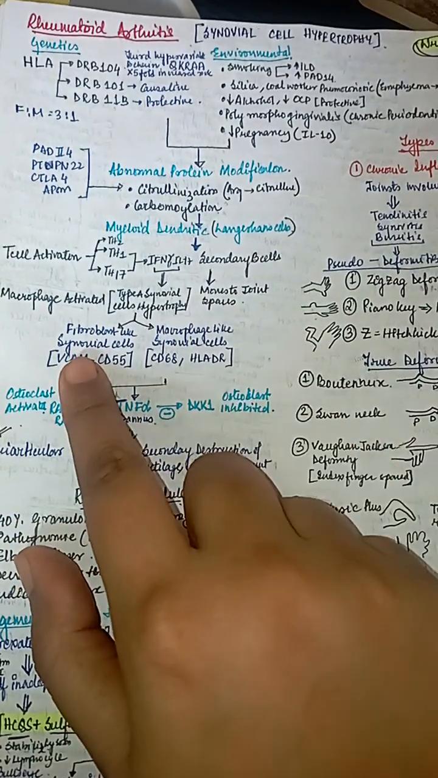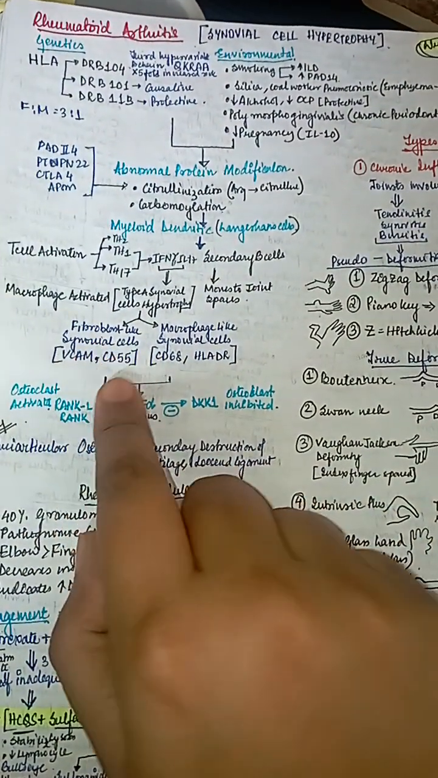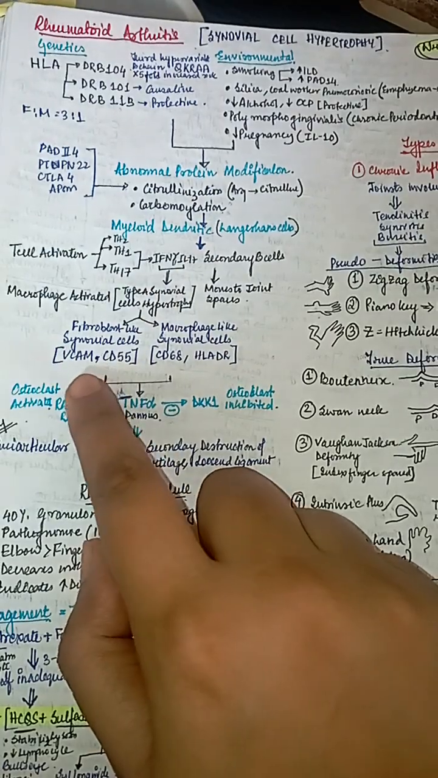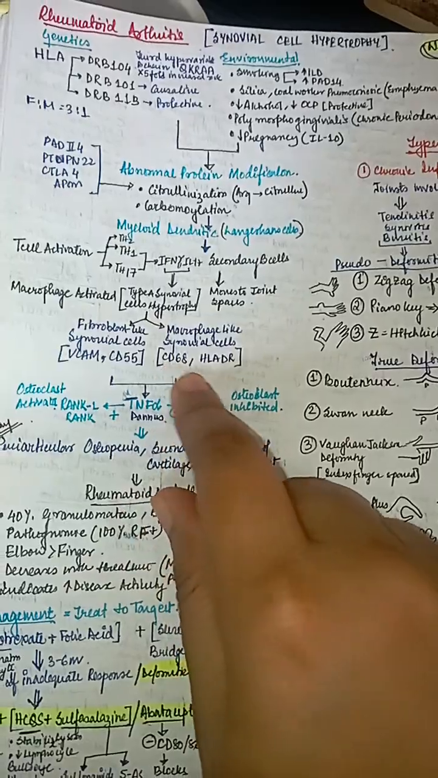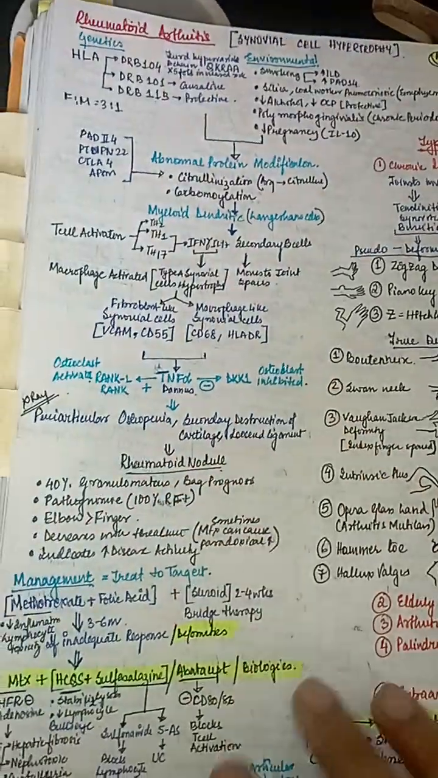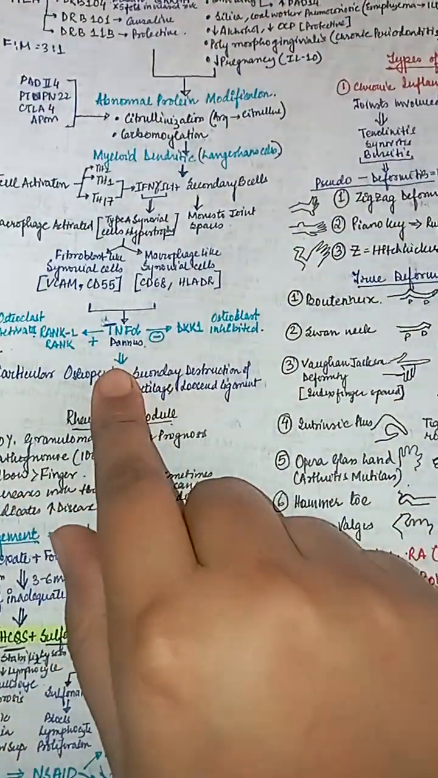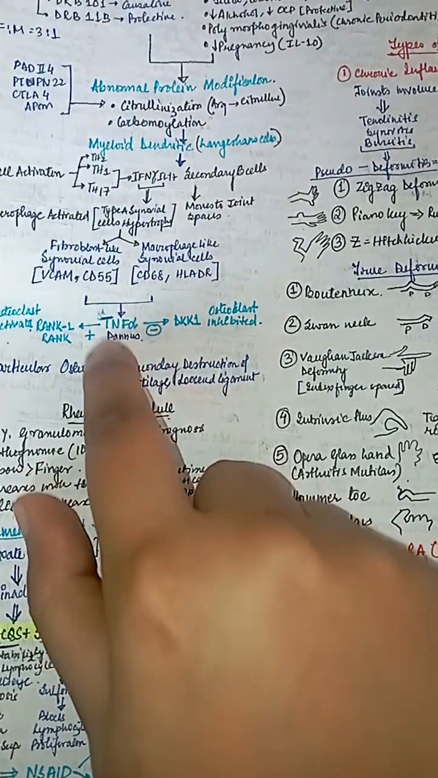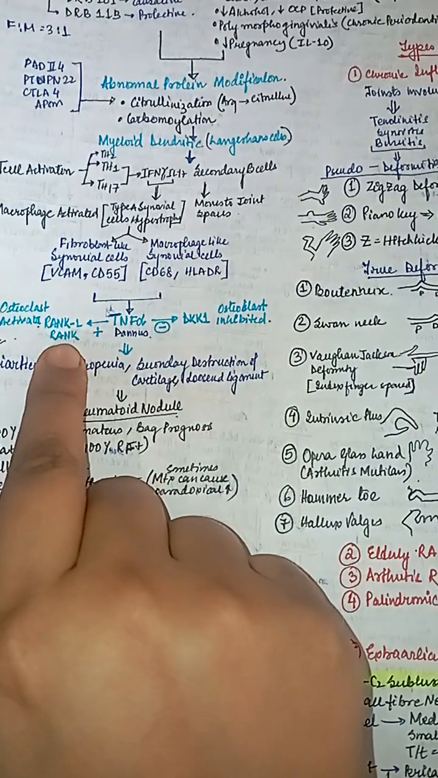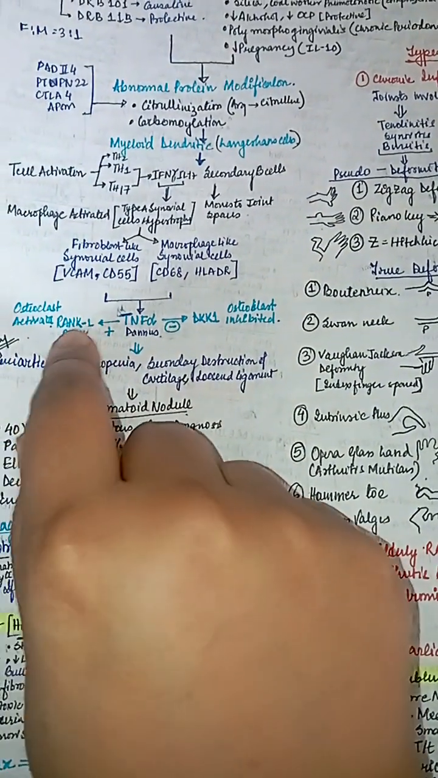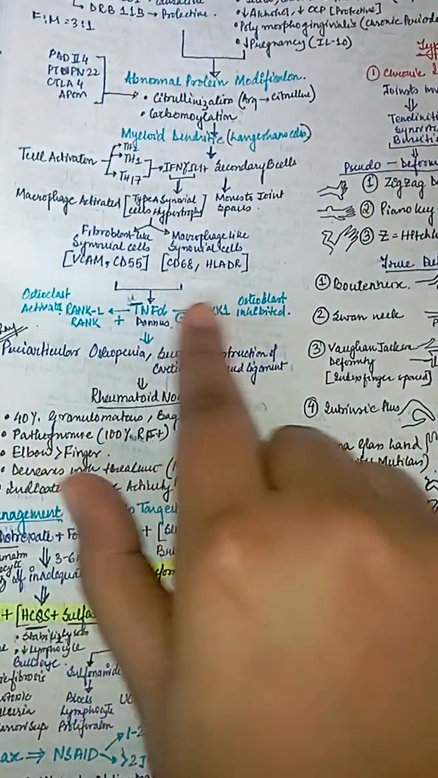These cells convert into fibroblast-like synovial cells or macrophage-like synovial cells. Fibroblast-like synovial cells are VCAM and CD55 positive, and macrophage-like synovial cells are CD68 and HLA-DR positive. These produce TNF alpha. This TNF alpha causes the formation of pannus. This TNF alpha causes RANK ligand and RANK activation, which causes osteoclasts to activate, causing resorption of the bone.